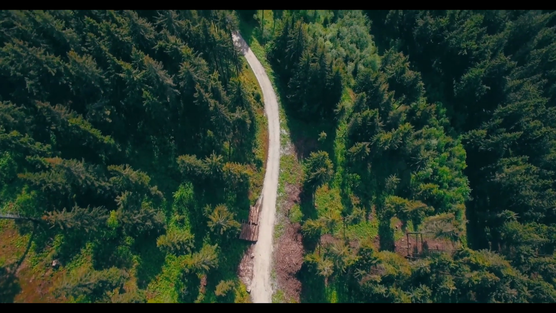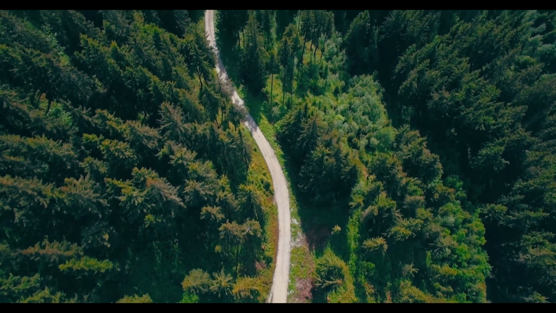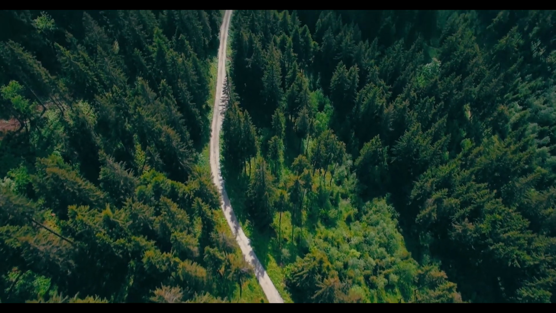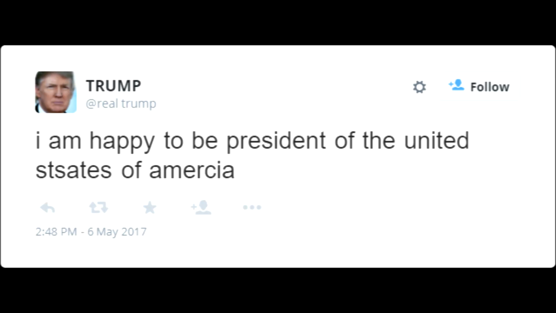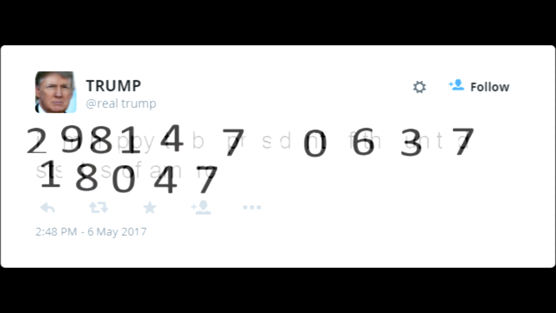Now I would love to tell you that that's the end of it, but I've got to say the rabbit hole goes even deeper than that. Look at this tweet. Notice anything? Let me just remove all the vowels and replace all the consonants with corresponding numbers. Now let's see what we get. What does this mean? What's Trump trying to tell us? Could this be some kind of code?